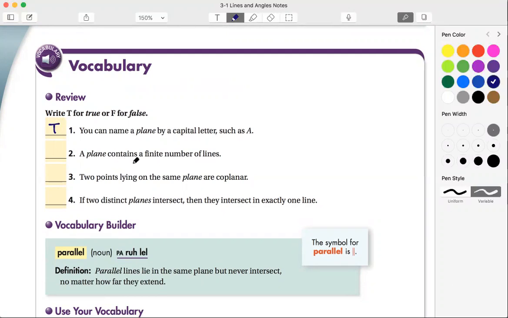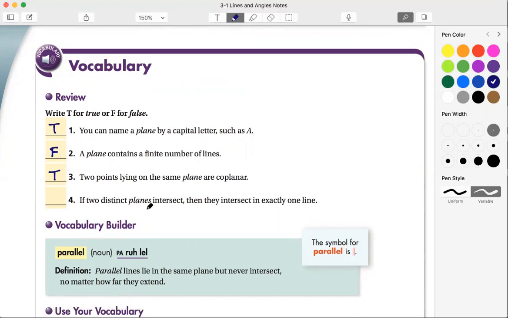A plane contains a finite number of lines. That's false. A plane contains an infinite number of lines. There are many, many, many lines in a plane. Number 3, 2 points lying on the same plane are coplanar. That is true. That's what it means to be coplanar. It means to be on the same plane.